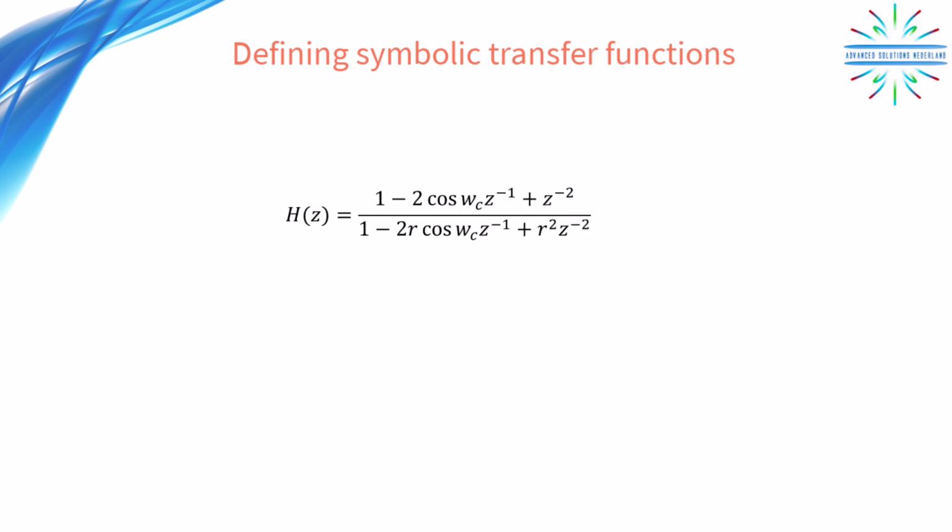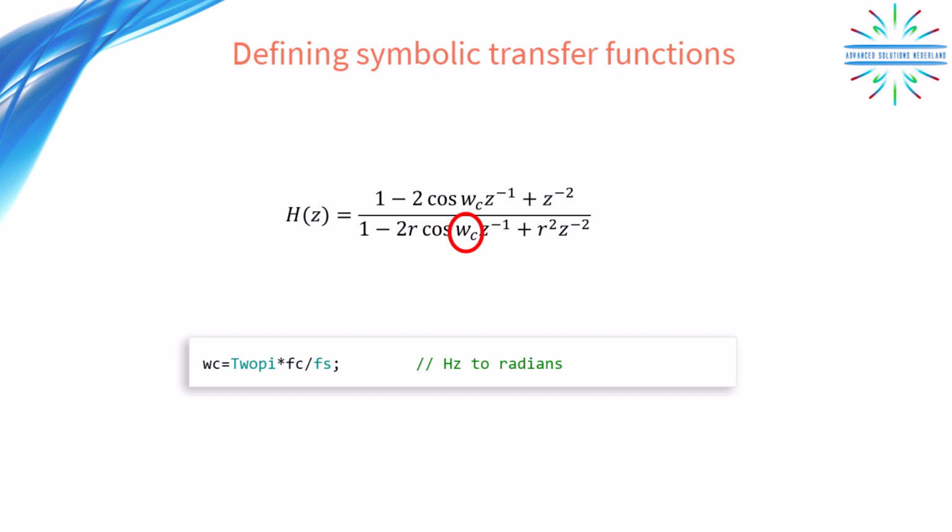Looking at our example more closely, we see that the transfer function requires omega c to be specified in radians per second rather than in hertz. If we prefer to work in hertz, it's easy enough to add a new symbolic variable to handle the conversion from hertz to radians like so.